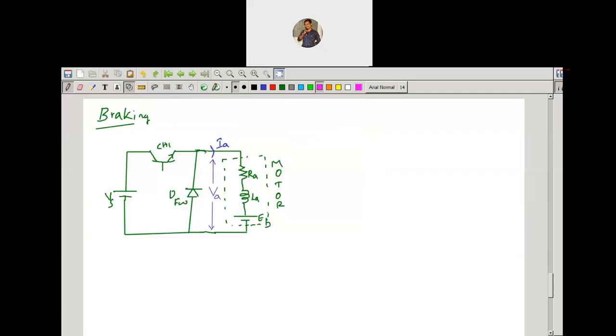And I want to get the braking operation here. So the current has to be fed back to the source. Now the changes are, I'm just interchanging the position of the chopper as well as the freewheeling diode. Then it is called the braking operation. By this we can achieve the braking operation of the DC motor.